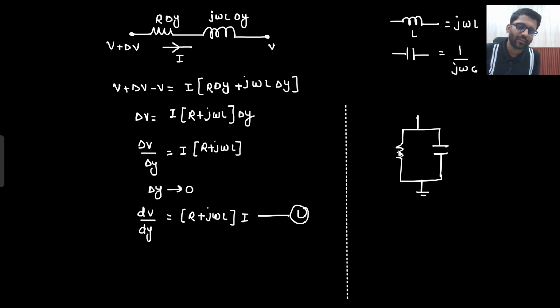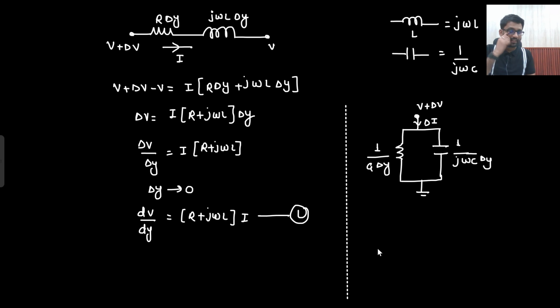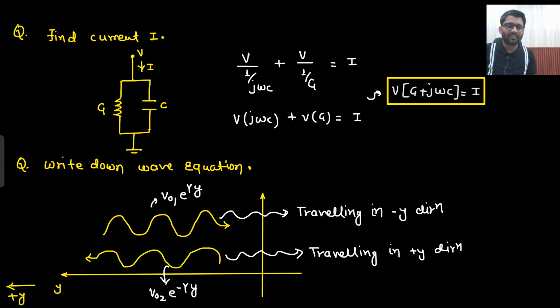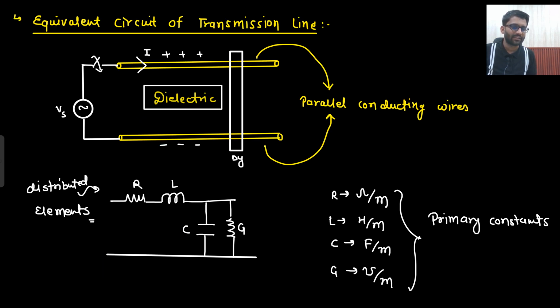This is your ground only. This is your V plus delta V, and this is your delta I. This was your G into delta Y, and the total impedance it will provide is 1 by G delta Y, and this will provide 1 by j omega C delta Y. And you need to write down the current delta I. Can you write down the current delta I? Have we seen something like that? Yes. My delta I will be equal to whatever the potential is there, into G plus j omega C.